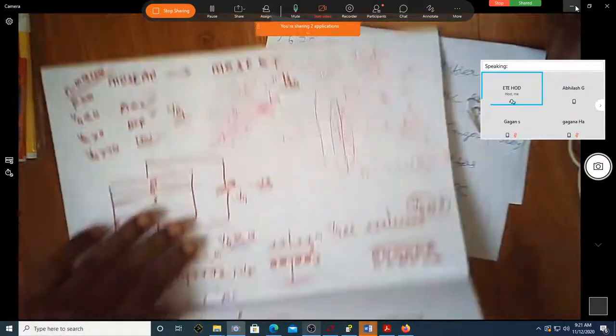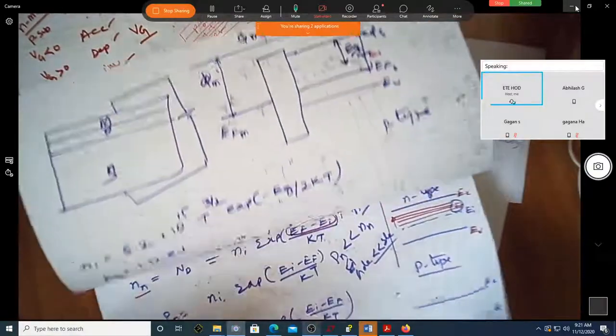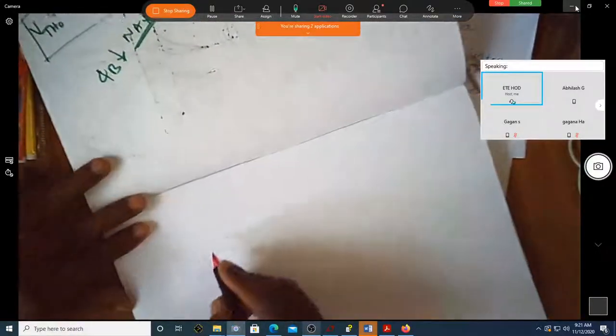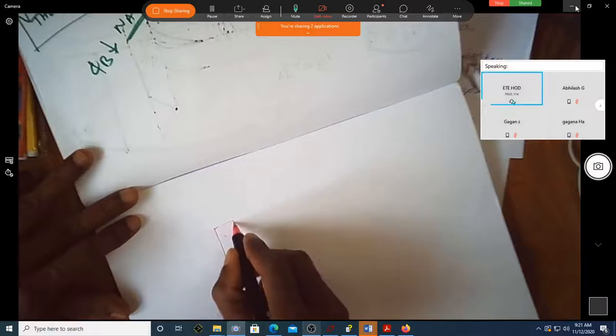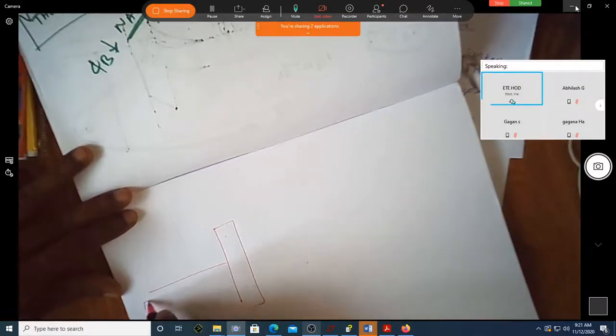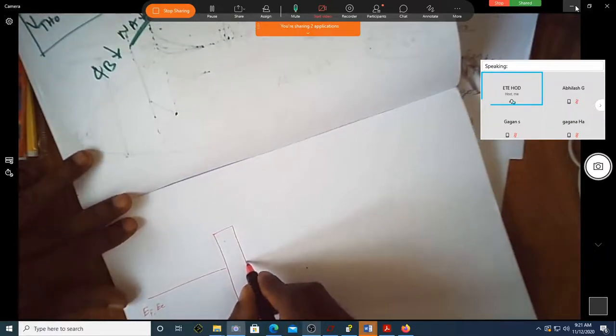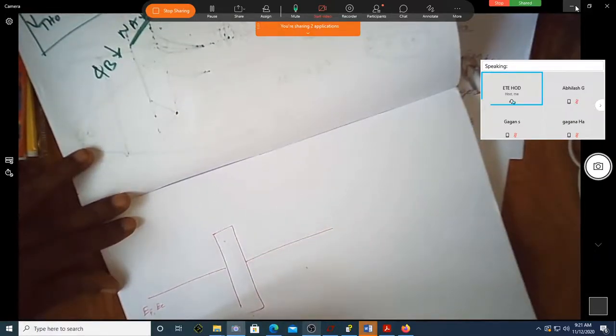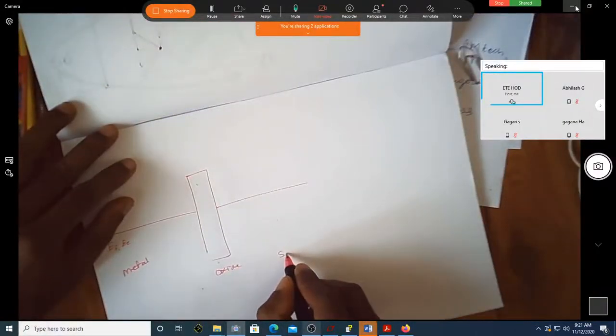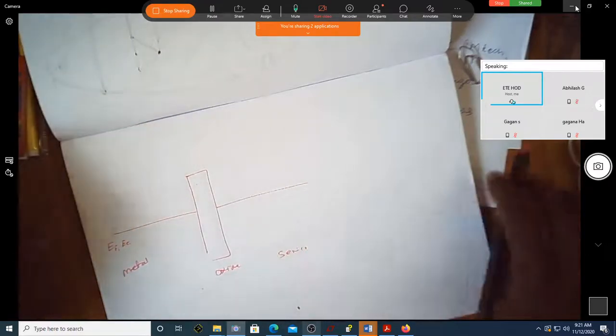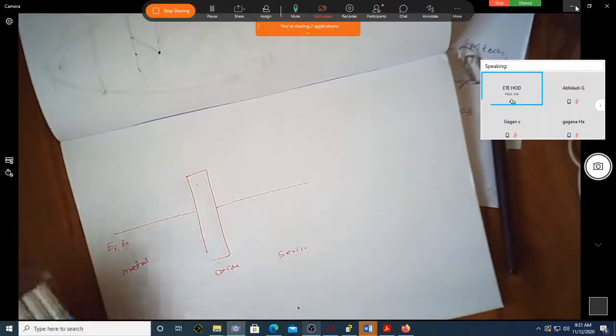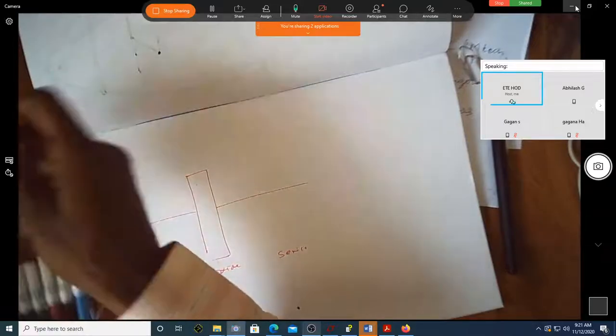So what does VFB equal to 0 mean? Let me just clarify that also. Let me just write this. This is your EF comma EC of your metal. This is always metal, and this is oxide. Sorry, and this is your semiconductor. Is this visible? Visible. Let me just make it.